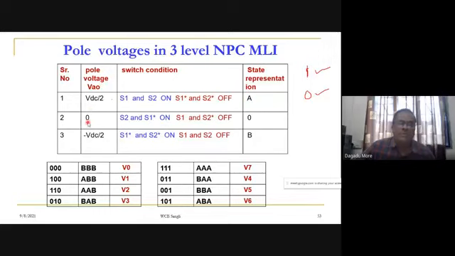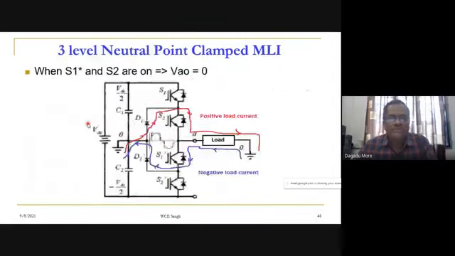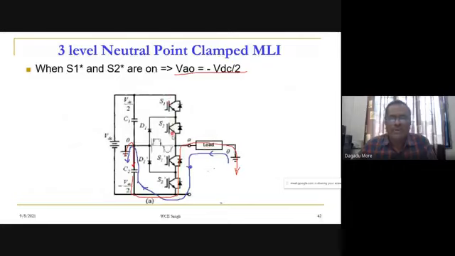And when our pole voltage is 0, it means the middle two devices are on. Here I also have to put a diagram of this, but I have forgotten to keep it here, a two-level inverter. So whenever the upper two are on, we can call it A. When the middle two, S2 and S1 star, are on, we can call it 0 or O. And when the lower two are on, we can call it B. So we use the letters A, O, B.